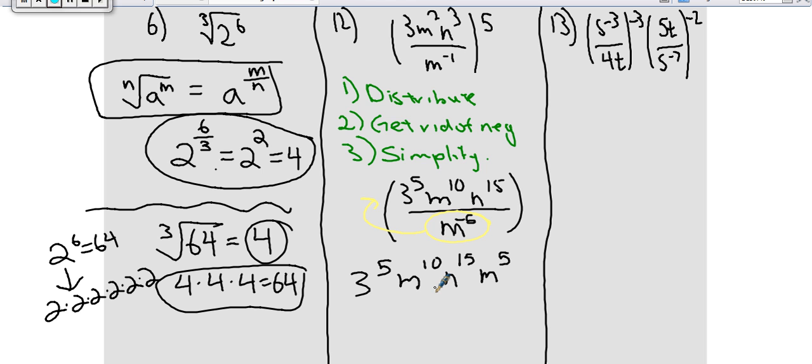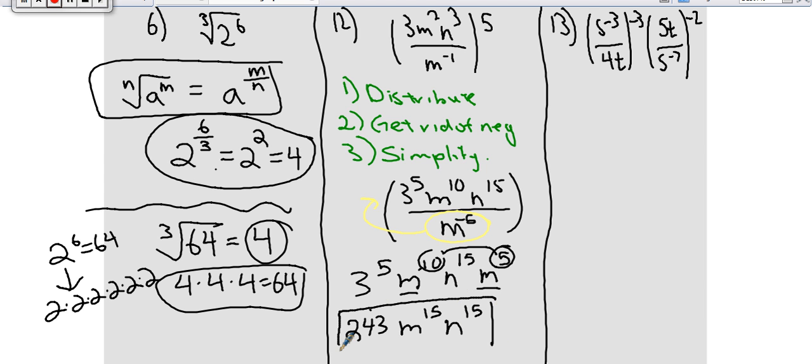Alright, and when I simplify this out, I notice that the n's have the same base, so I can add their exponents. And 3 to the 5th is 243, right? 243, m to the power of 10, and n to the power of 10 and 5 gives you 15. So your final answer is 243 m to the 10, n to the 15.